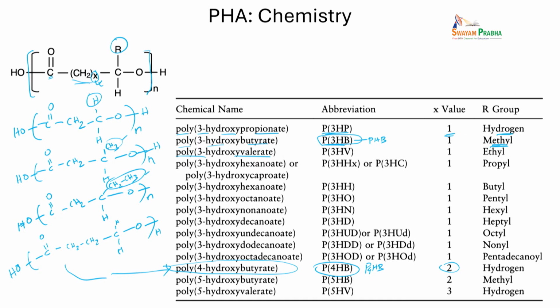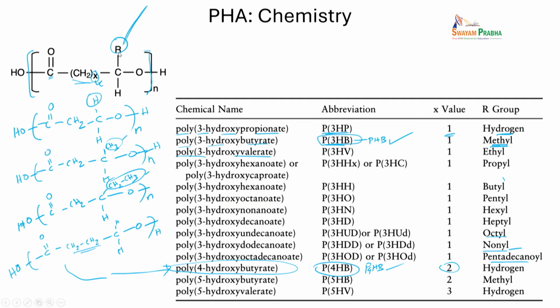The difference between P3HB and P4HB is whether you have a single methyl group or 2 methyl groups. And then you can see that you can have side groups going all the way up to octyl, nonyl and pentadecyl. So you can really grow this chain very long. Based on that, you can have different kinds of polymers. So this is PHA chemistry. It has a particular function, particular structure.